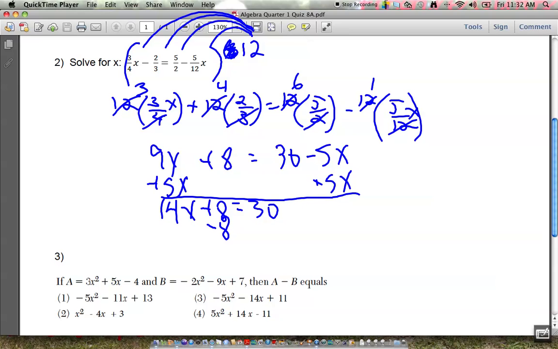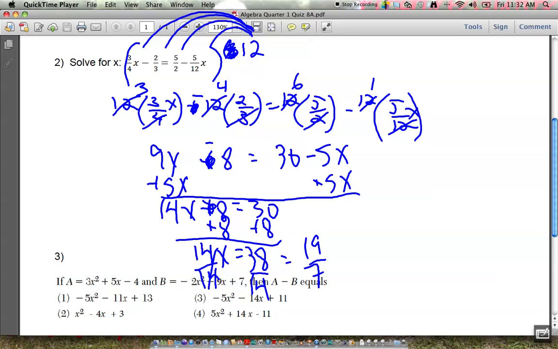Then I'm gonna, why did I get plus? Oh, this was a minus. That's what you were talking about. Yeah, I'm sorry. So this is a minus, so this is a plus 8. I copied that wrong, obviously. 14x is 38. Divide by 14, and I get 38 over 14, and that happens to reduce to 19 over 7.